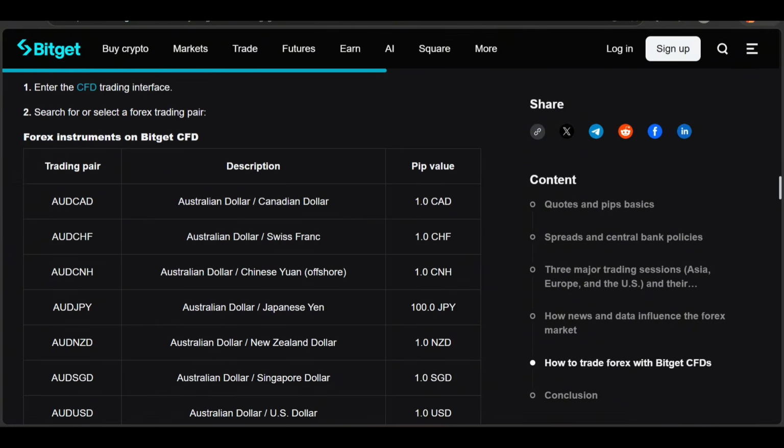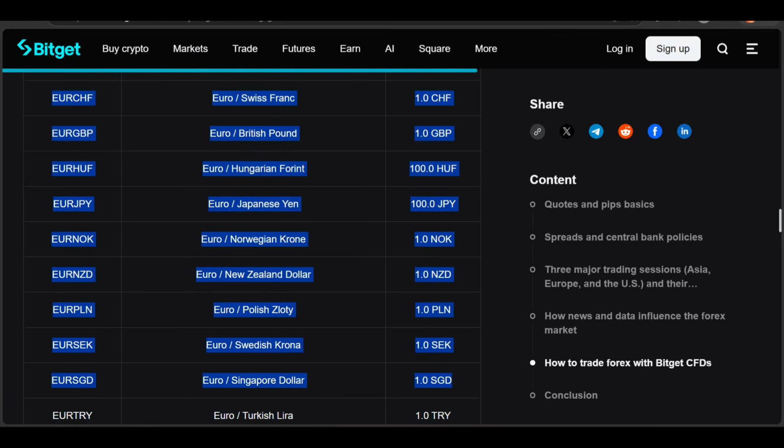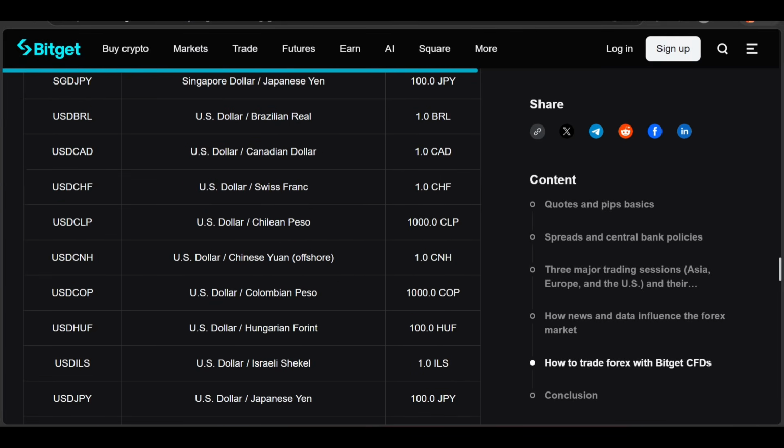After that, the trading page will also have the Australian dollar description, what it means, and their pip values are also in front of you. So you can go and check the values out on this platform.